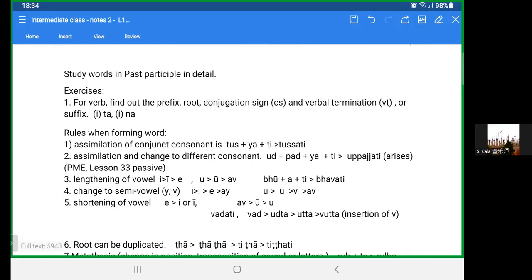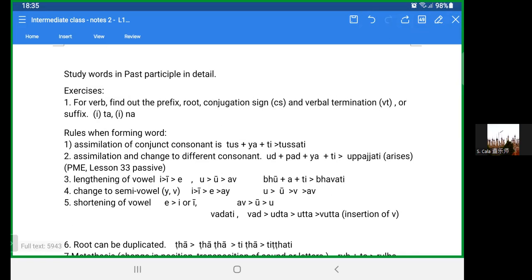Now when we want to know how to form a word, you will notice that there are a lot of changes. In Pali there are also some grammar rules, and some of this grammar is very similar to Sanskrit grammar. The first rule is assimilation of conjuncts. Conjunct means dissimilar, not the same. Those that are the same, like kk and jj, are called double consonants. So conjunct consonants mean not the same.